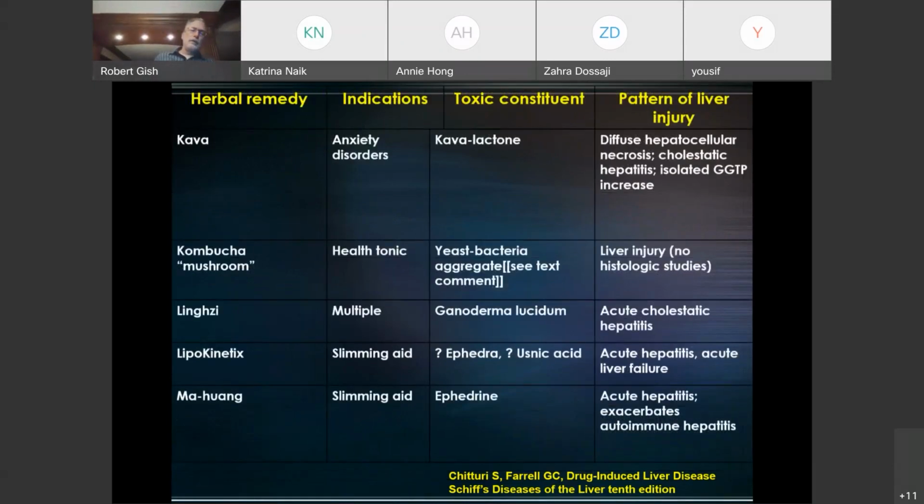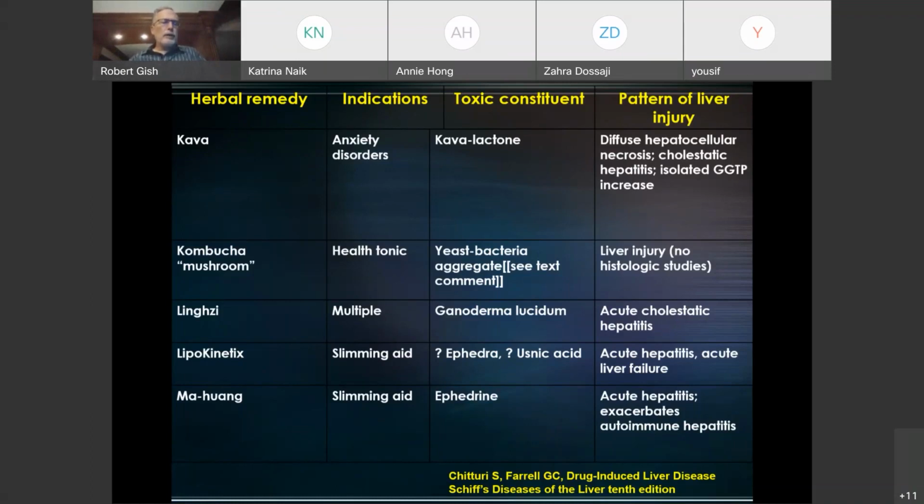Kava, very common in the South Pacific, can cause liver toxicity. Again, it's idiosyncratic. It's kind of an entertainment drink in lots of settings. So I'm sure it has to do with some type of polymorphism. Kombucha is everywhere. It's this yeast bacteria aggregate that makes this health tonic. But when they put a toxic mushroom in that, some type of adulteration, that led to significant liver injury, but we don't have any histology.